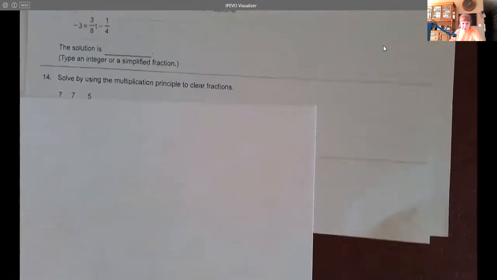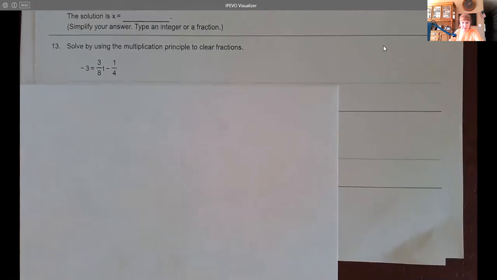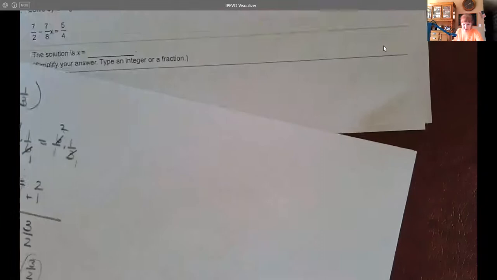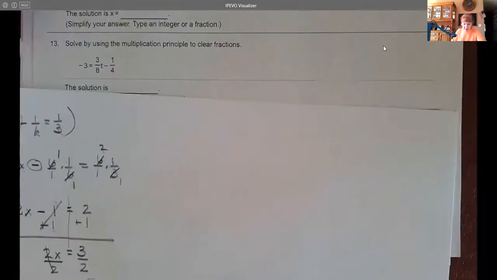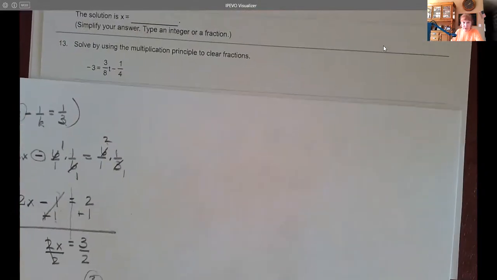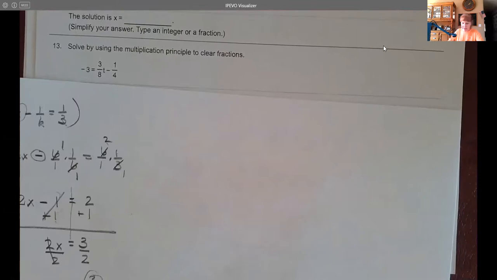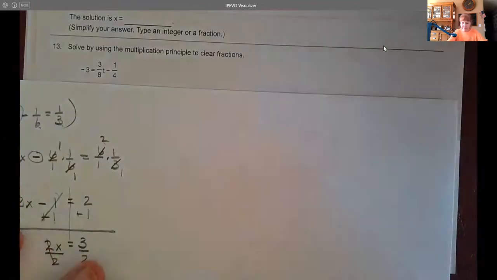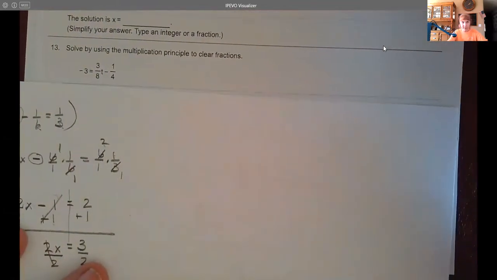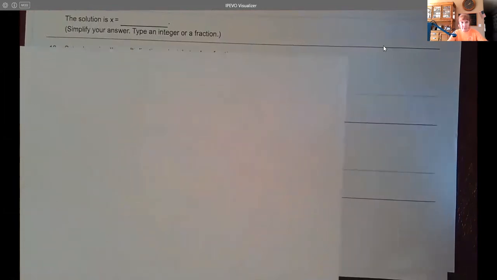Let's do 13 and 14, and we're almost done with these. Maybe the other ones won't take quite as long, but I want to make sure you have good examples for each. Straighten it out a little bit. Move this over.